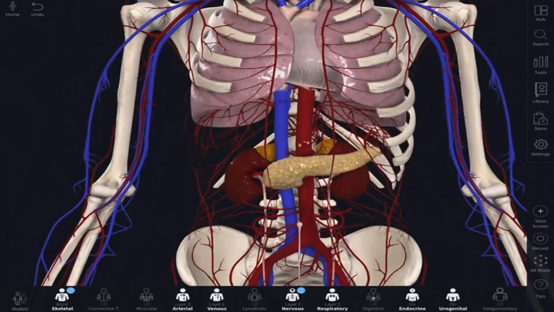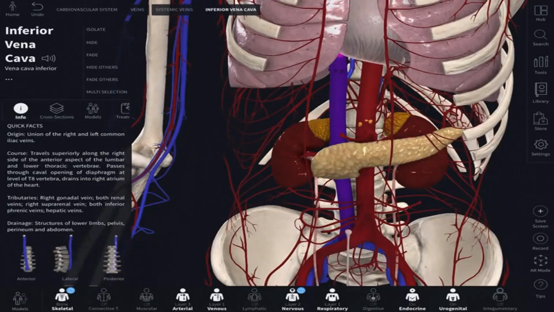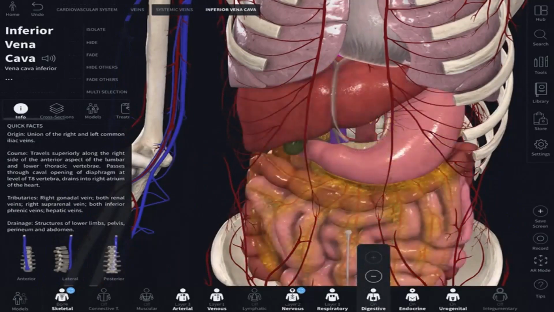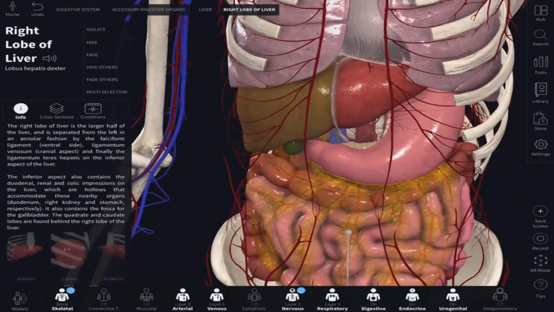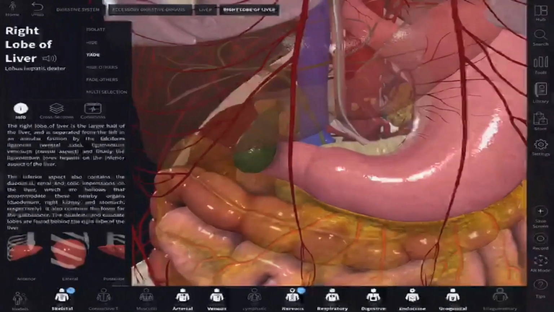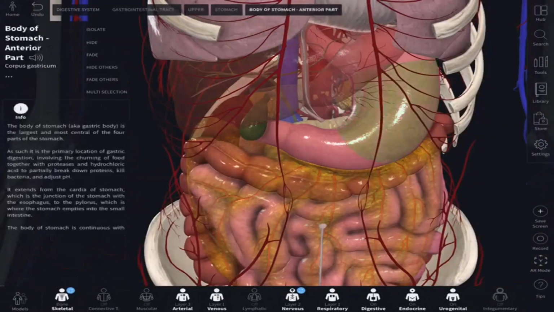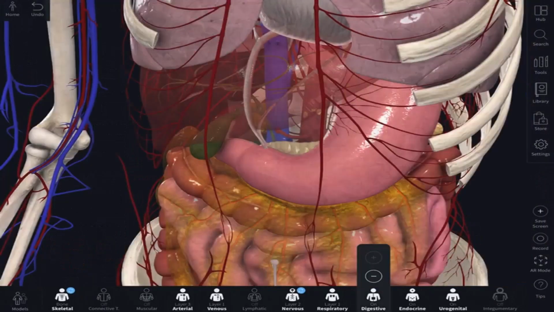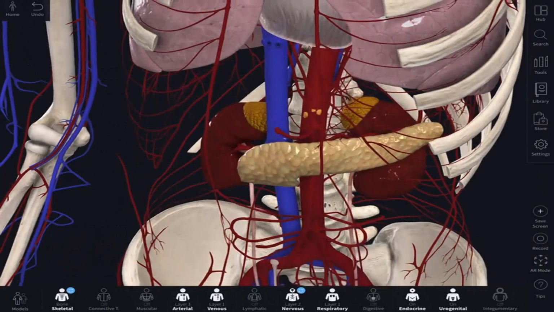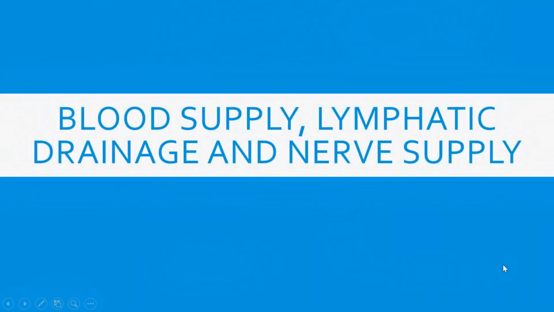But each gland is different when it comes to its anterior relations, as the right gland is related anteriorly to inferior vena cava and the right lobe of liver. Let's add the digestive system and the liver, the right lobe of liver. As we can see, the right lobe of liver is situated anterior to it, while the left gland is related to stomach, and to the pancreas and splenic artery.